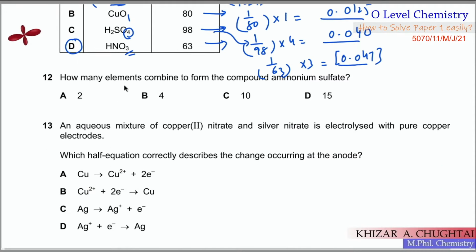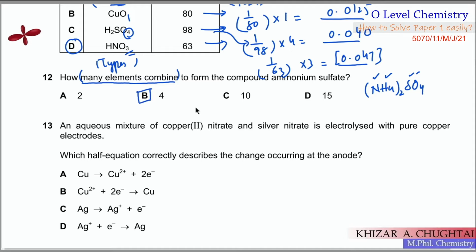Question number 12. How many elements combine to form the compound ammonium sulfate? The formula of ammonium sulfate is (NH4)2SO4, and I think he is asking how many types of element combine. This is a slightly ambiguous question as far as my opinion is concerned. I think he is asking how many types of elements there are: 1, 2, 3 and 4 types. So B is the correct option.